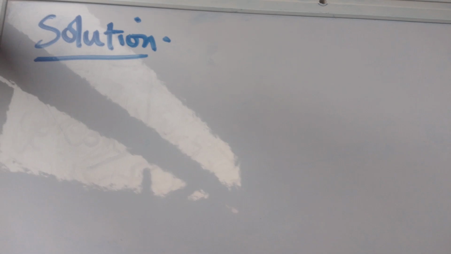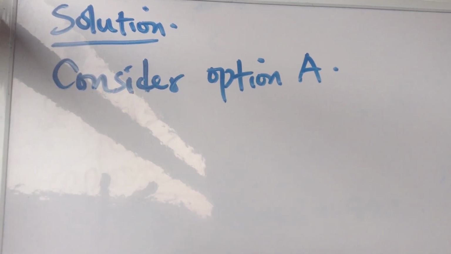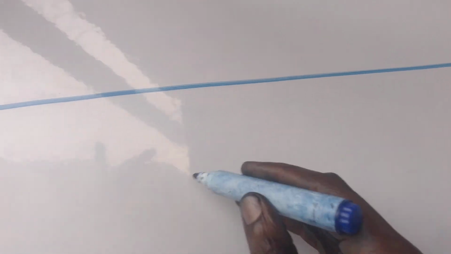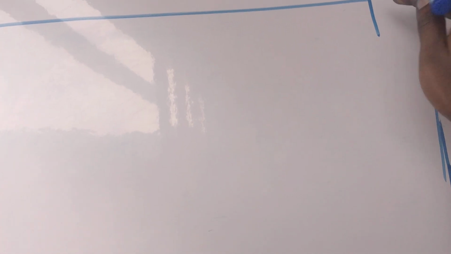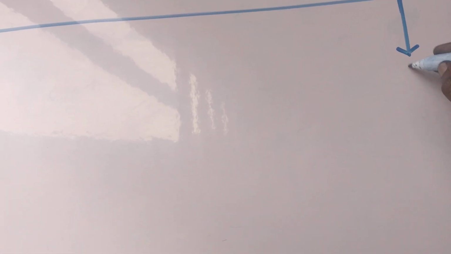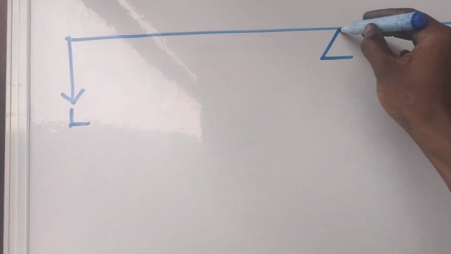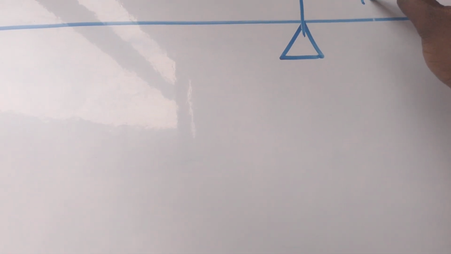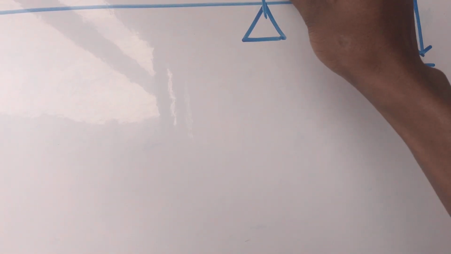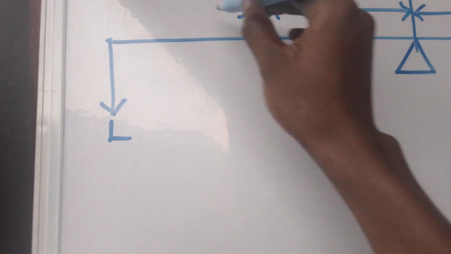Alright, so consider option A. I'll draw it out. This is my load, and this is my effort E. The little triangle shows you the fulcrum or the pivot. This is 1 centimeter, and this other one is 3 cm.